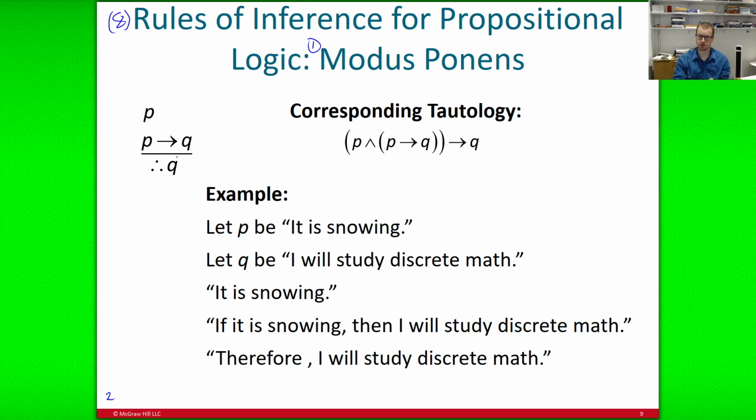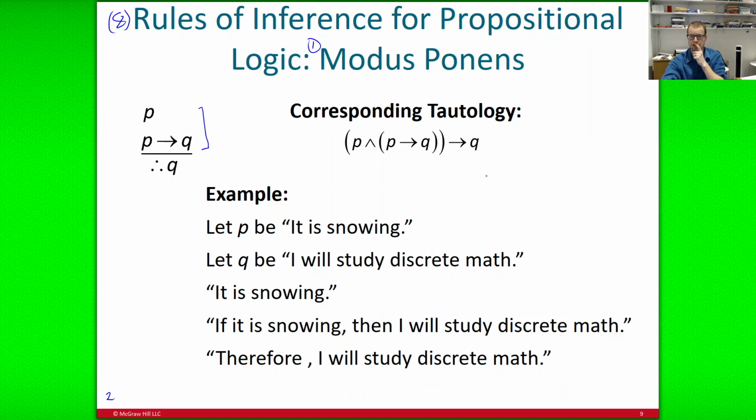So again, rules of inference allow us to construct these proofs that we will eventually do. We have a particular tautology. Tautology means that it's always true. So P and (P implies Q) implies Q. This is always true because it's a tautology. What we want to use is the idea that if both of these are true, that implies Q.